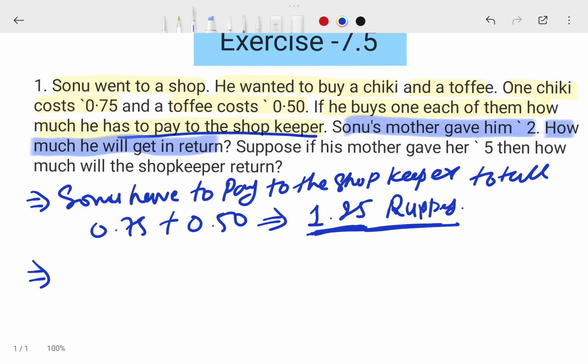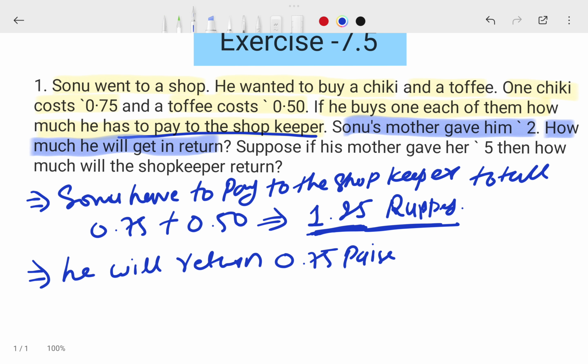The answer is, Sonu's mother gave him 2 rupees. So how much will he return? So he will return 0.75 paisa, you can say. This is paisa, not rupees. Why? Because this 2 rupees is there, 2.00, so in this one, if you minus 1.25, it is going to be 75 only. Okay, and not 75, 0.75. Okay, 0.75 rupees. Okay, over. Don't think it is something different. Okay, over, right? So after that, this second question is also over.